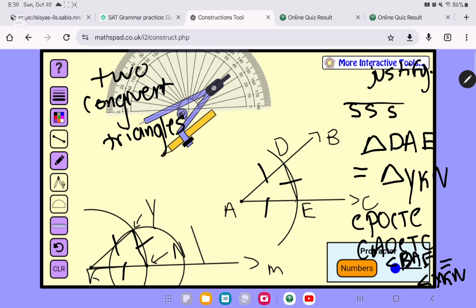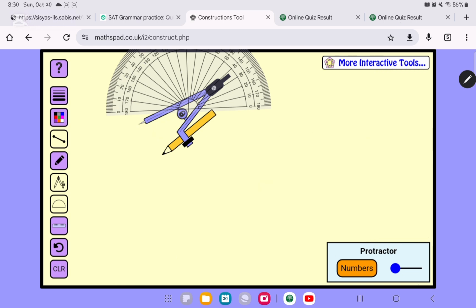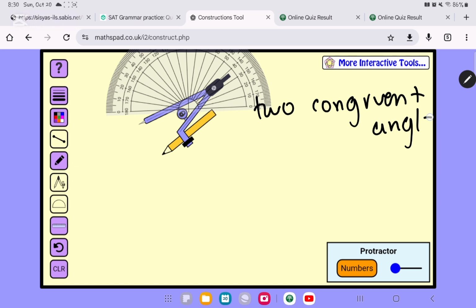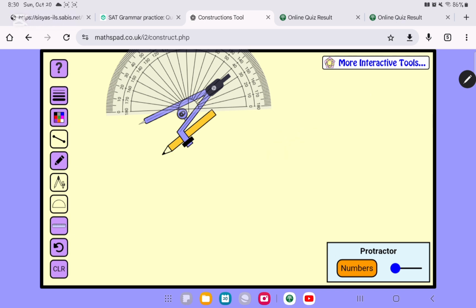So this is what this is for proving or for making two congruent triangles. Okay. My bad. I mean two congruent angles. Okay, the previous one was two congruent angles. Now, here if you want to do two congruent triangles, it's the same method, the exact same way.